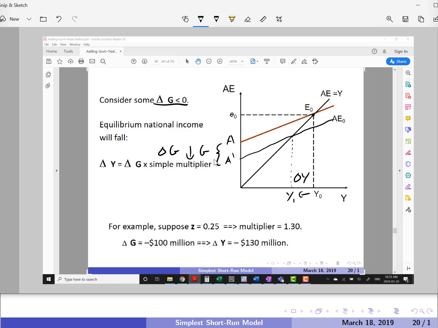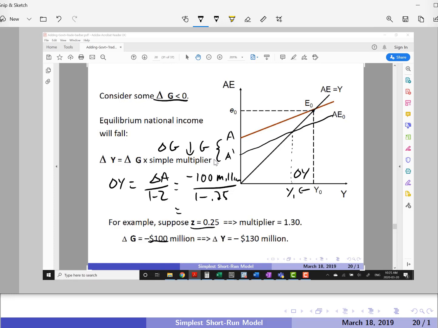Well, we can use our simple multiplier here. So we know that the change in Y equals the change in A over 1 minus Z. Here that change in capital A, for example, is 100 million. So this is going down by 100 million, over 1 minus 0.25, since that's what we're given as the Z. And if we did this math, and it's right below, we see this change in Y is minus 130 million. So that's what this change in Y is on the graph.